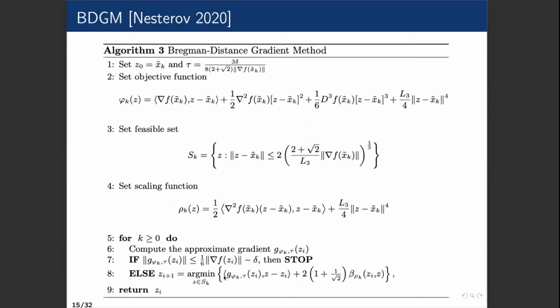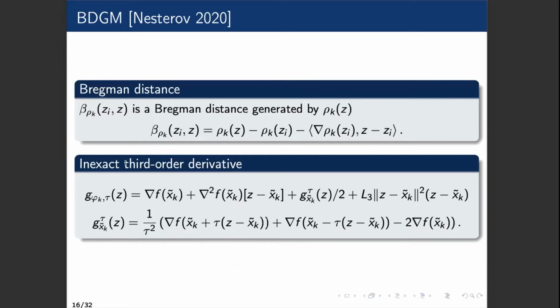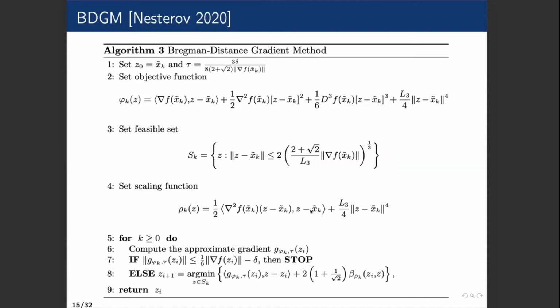But we need to solve this subproblem with the Bregman distance gradient method on every step. And what is the main cool part? Here we can see it's inexact third derivatives. So the first is okay, the second is okay, but the third derivative we don't want to compute exactly, because we don't need to compute the full third derivative. We only need to know the third derivative along the gradient, like the gradient of this function.